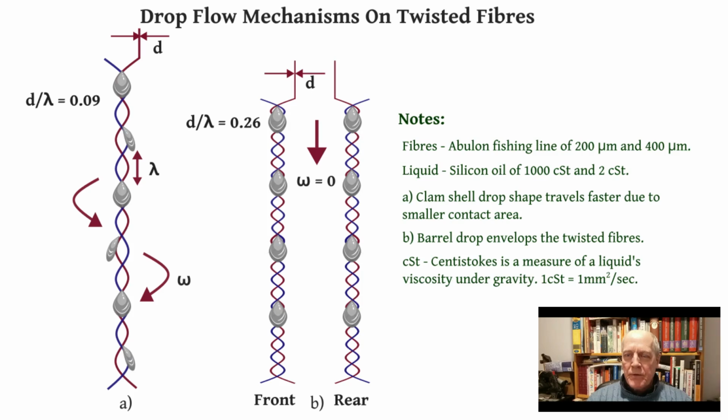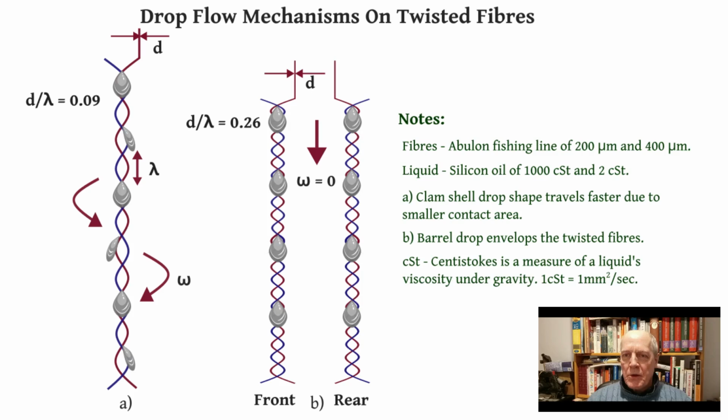Now, that particular value of the ratio means that, as shown in A, there's a clamshell-shaped drop, and it sort of twists around the fibre. It also has an angular velocity, so what you end up with is this drop that's following a spiral, essentially under gravity, down the twisted pair of fibres.